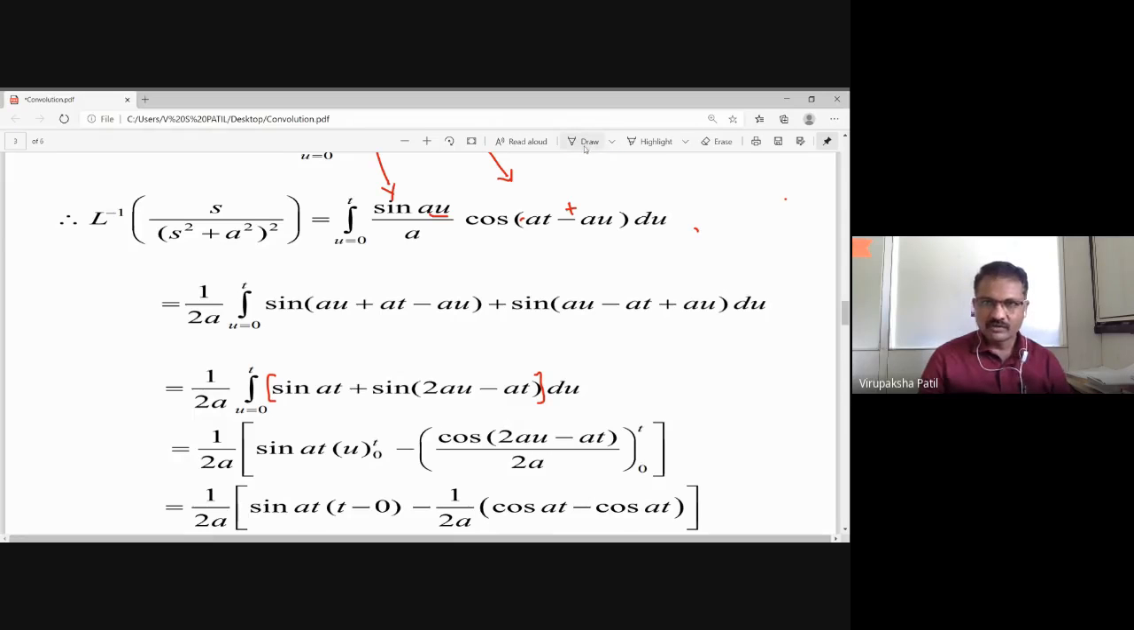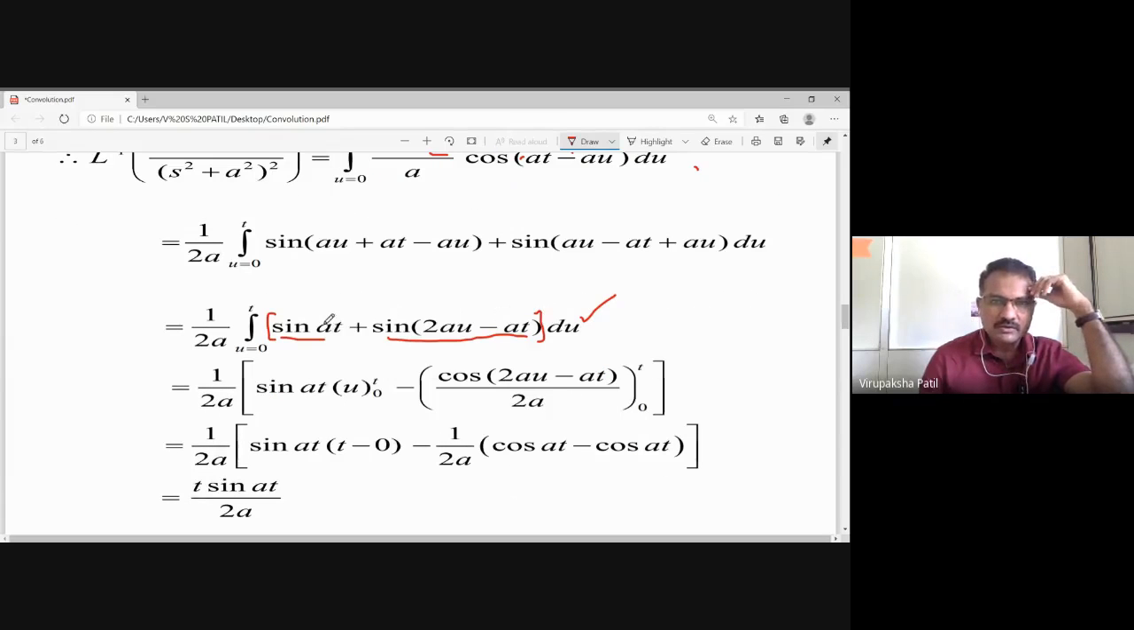Okay. Then what happens? So this is sine at term. This is sine 2au, 2 times au minus at, the other term, and you are integrating with respect to u. So when you integrate with respect to u, term by term, what happens? 1 divided by 2a as it is. Sine at is constant here. Sine at is constant, means what you will get? You will get integration of du with respect to this first term. So you can write it as integration of du is u, so u is equal to 0 to t.